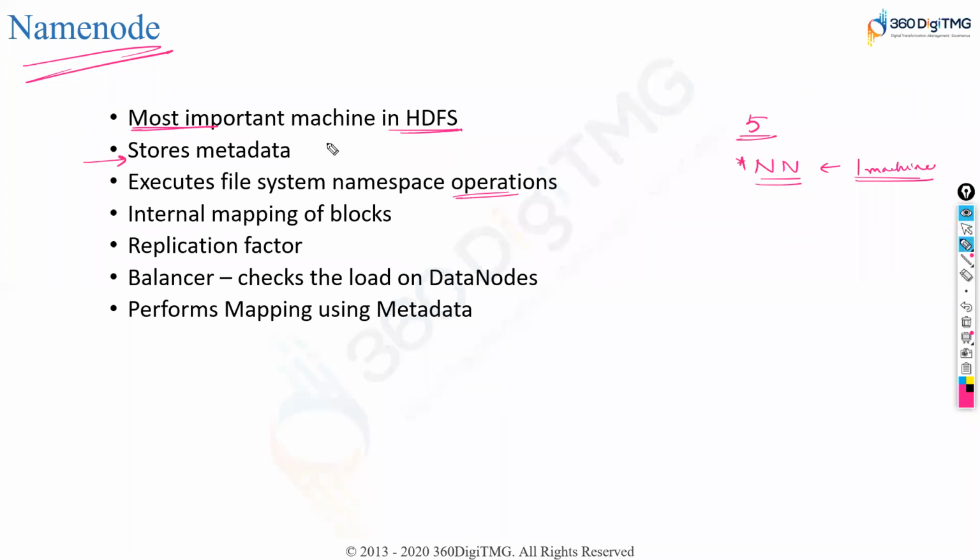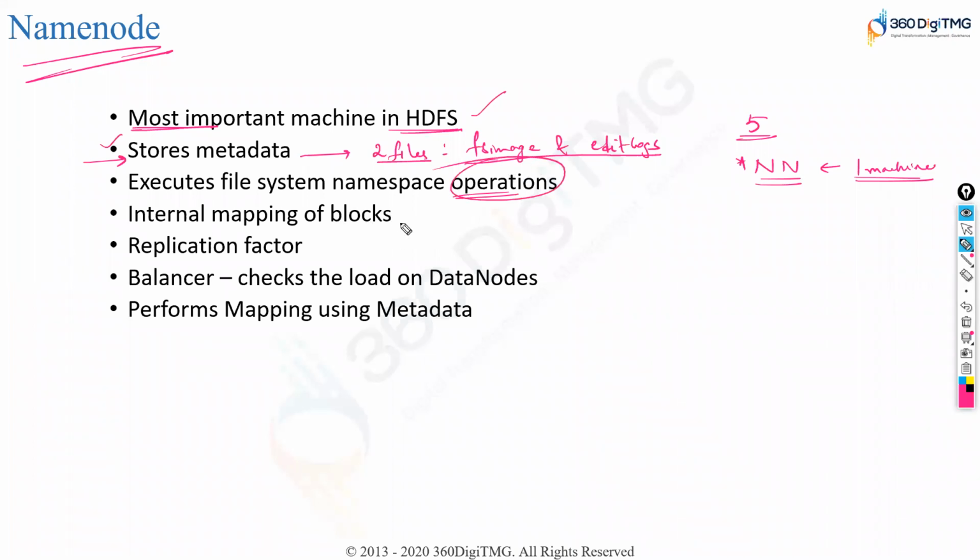Now those metadata files in HDFS, in name node, 2 files are there. Those files are called FS image, and another file is called edit logs. What are these files? What do these contain? We'll discuss that. Let us first try and finish this. So name node, important machine. It contains only metadata. It does not contain the actual data of the client.